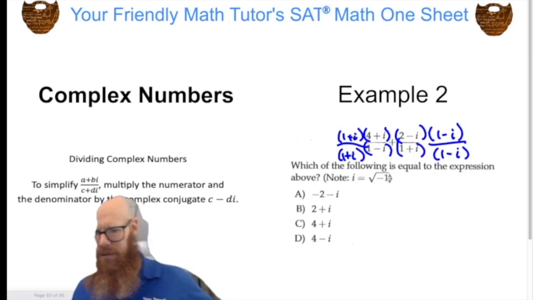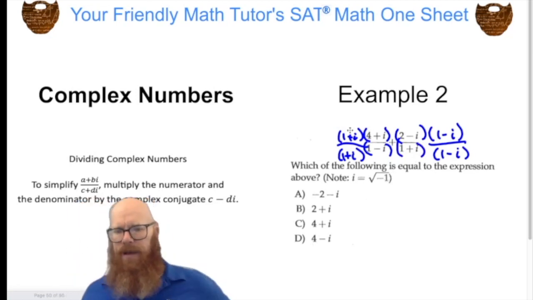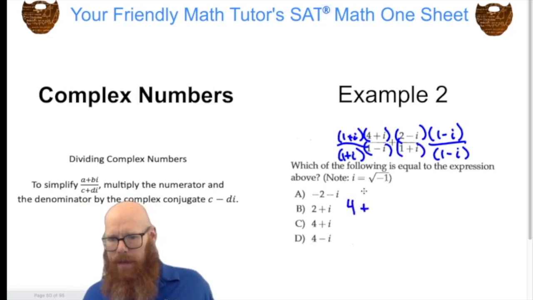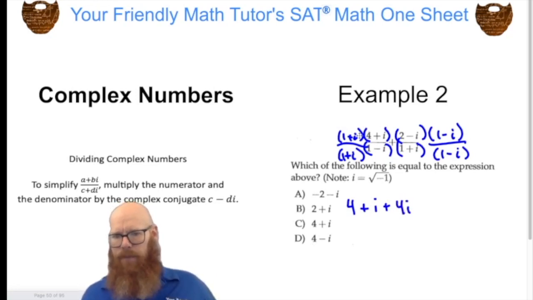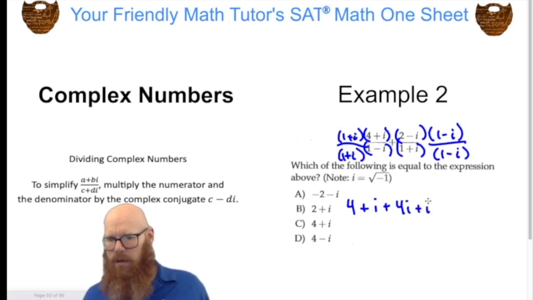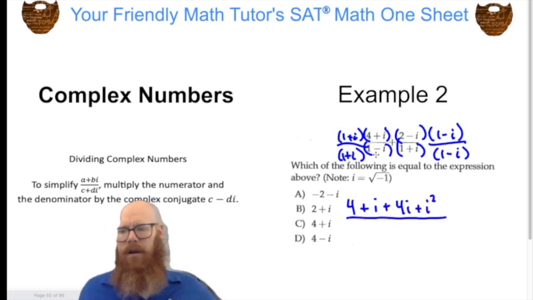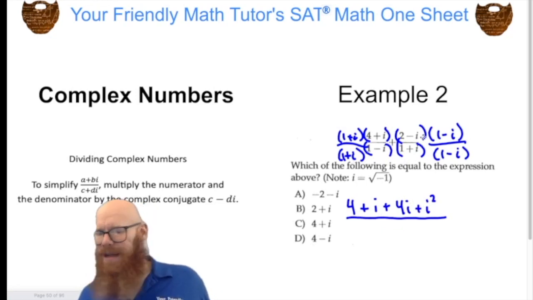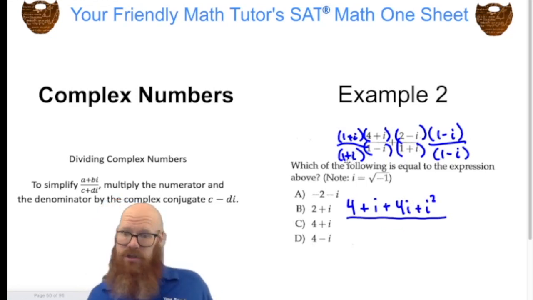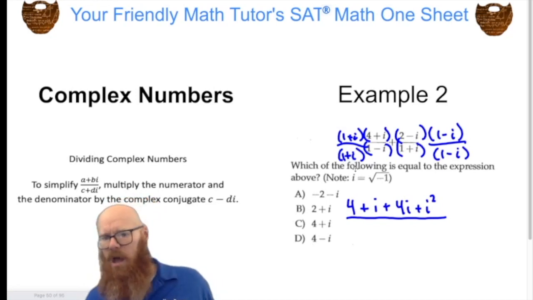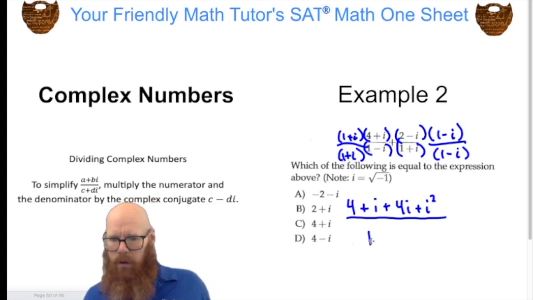And let's figure all this out. So on this one, if I do FOIL, I got 1 times 4 is 4, and then plus 1 times i is i, then i times 4 is 4i, and then i times i is i squared, over. Now on the bottom, these happen to be conjugates. So I did it because of the common denominator, but they are conjugates. So I only have to do the first and the last. 1 times 1 is 1, minus i times i is minus i squared.